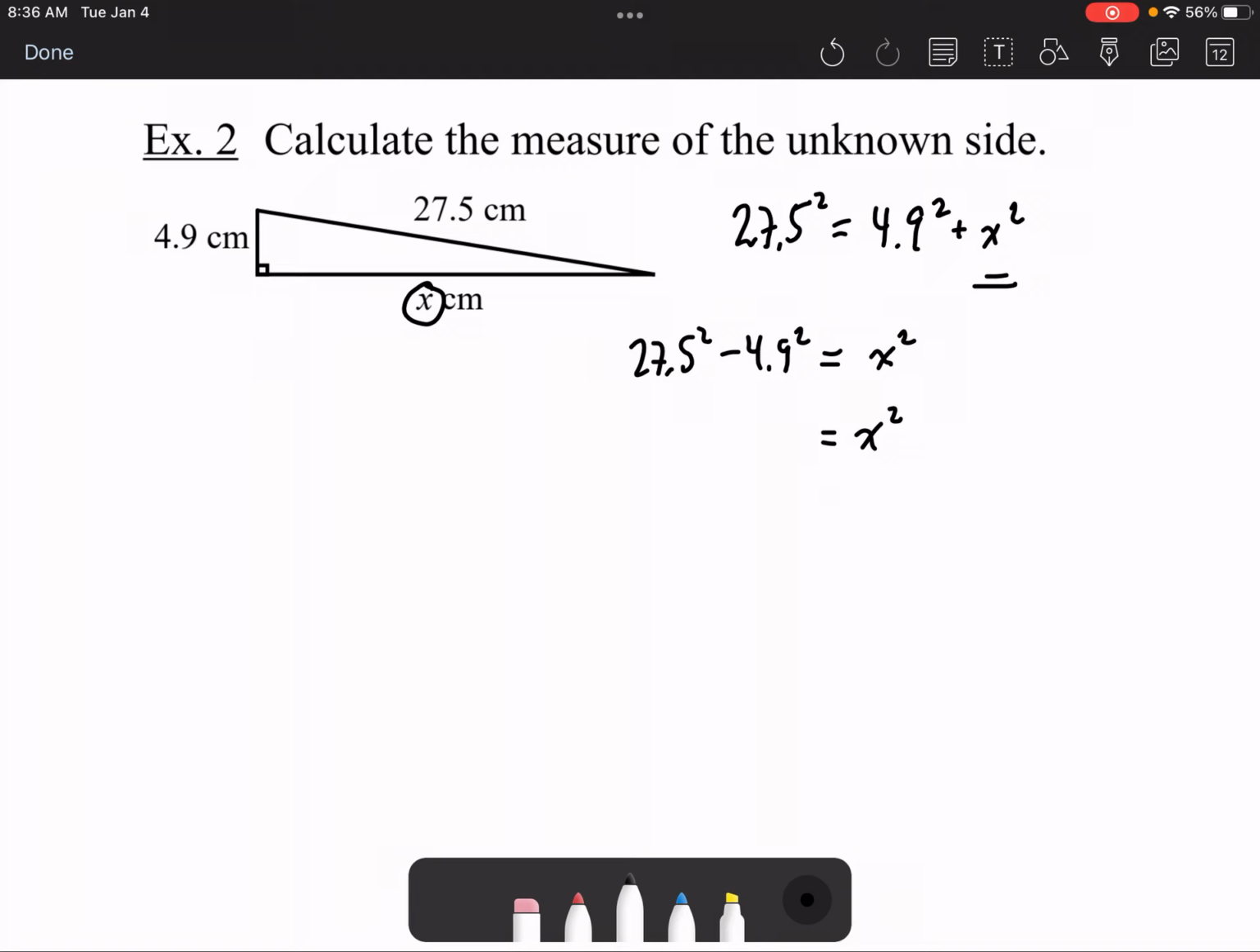So if I work this out using my calculator, I get 732.24. Well, to get x by itself, I need to square root 732.24. Now if I write this in the proper format, we should put the x on this side, and you'll notice it turns out to be approximately 27.060, and this is measured in centimeters.